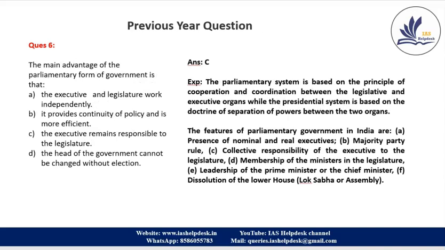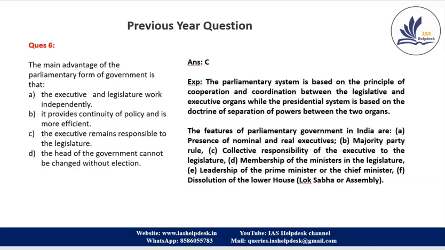Then we have next question. The main advantage of parliamentary form of government is, we discussed our advantages, merits of the parliamentary form of government. So the executive and legislature work independently. ये बिल्कुल गलत है. Parliamentary में independently दोनों काम नहीं करते हैं. Both are interdependent. Next is, it provides continuity of policy and is more efficient. It doesn't provide continuity of policy क्योंकि दोनों में conflict भी आता है. So there can be a gridlock. We studied. Then we have the executive remains responsible to the legislature.